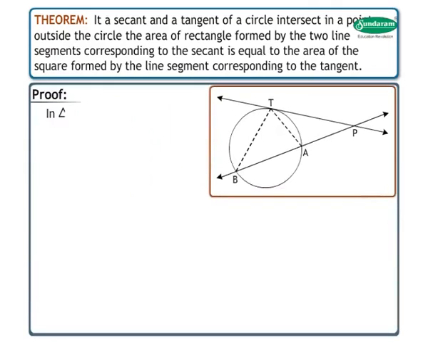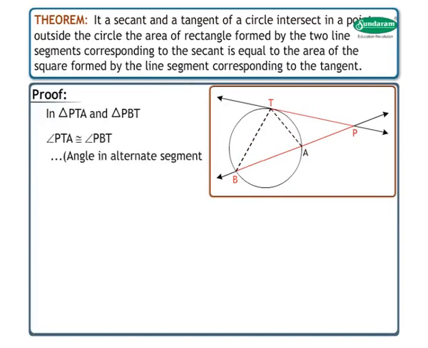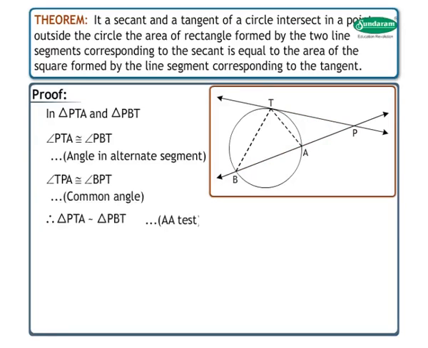Proof. In triangle PTA and triangle PBT, angle PTA is congruent to angle PBT as these angles are formed in the alternate segment. Angle TPA is congruent to angle BPT as they are common to both the triangles. Triangle PTA is similar to triangle PBT by the angle-angle test.